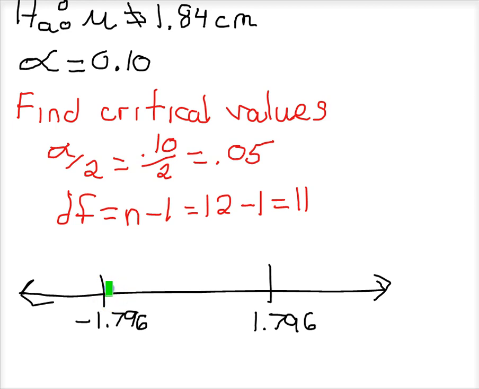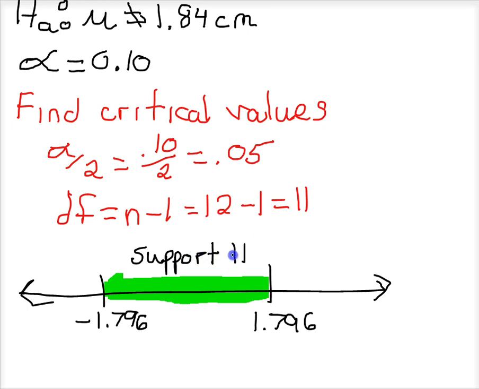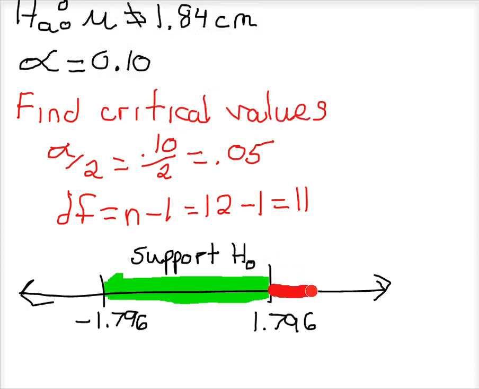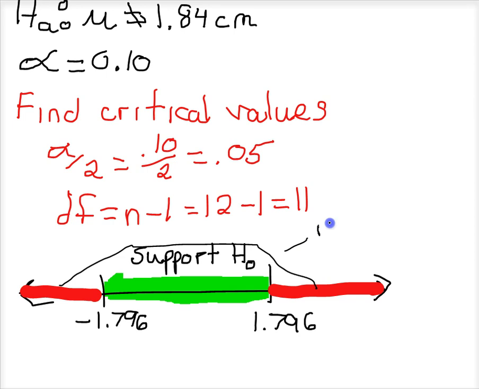If the test statistic, or t-value, is in between these two critical values, we say the data supports H0, or the null hypothesis. If the data is not in between these two critical values, either greater than 1.796 or less than negative 1.796, we say this is in the rejection region. So these two indicate rejection region, or to reject H0.